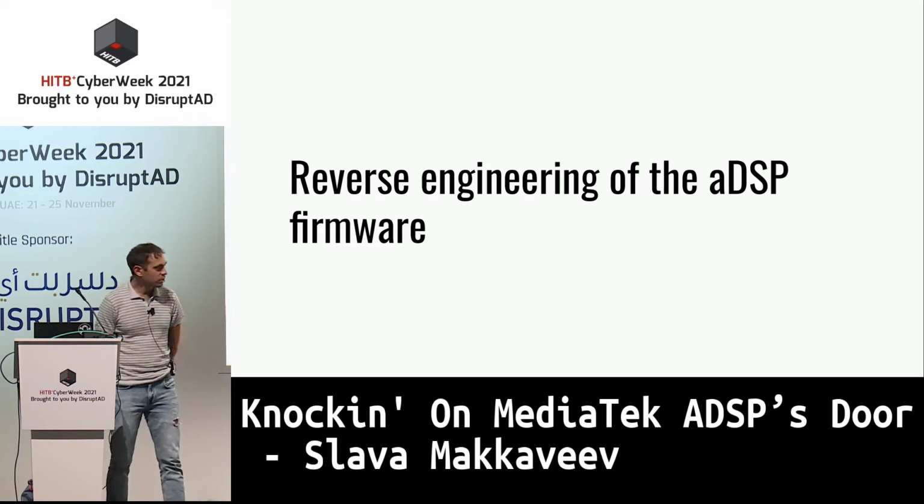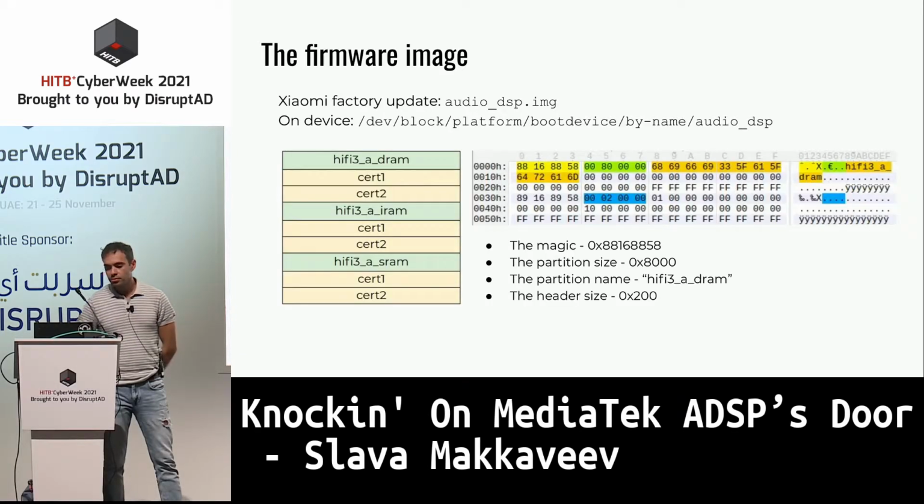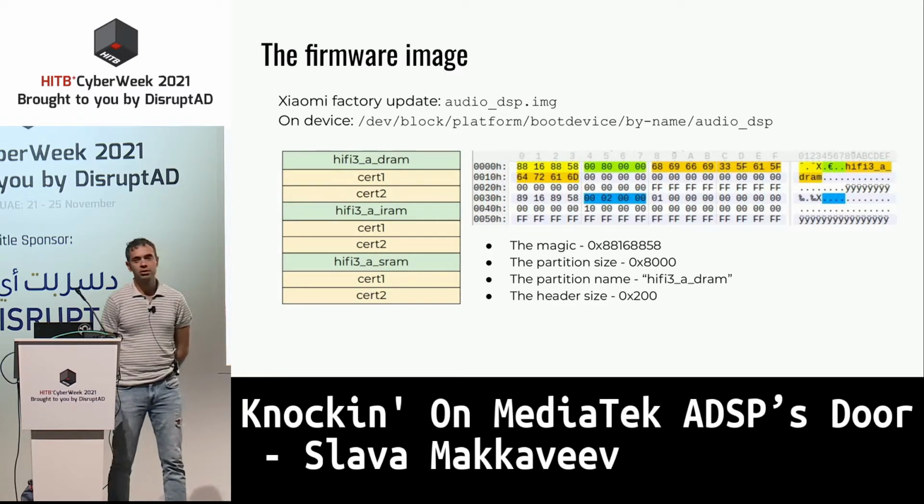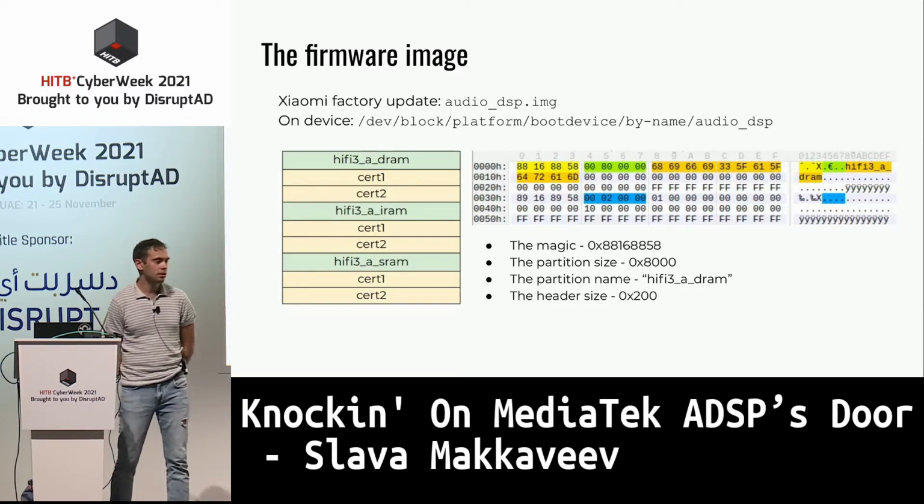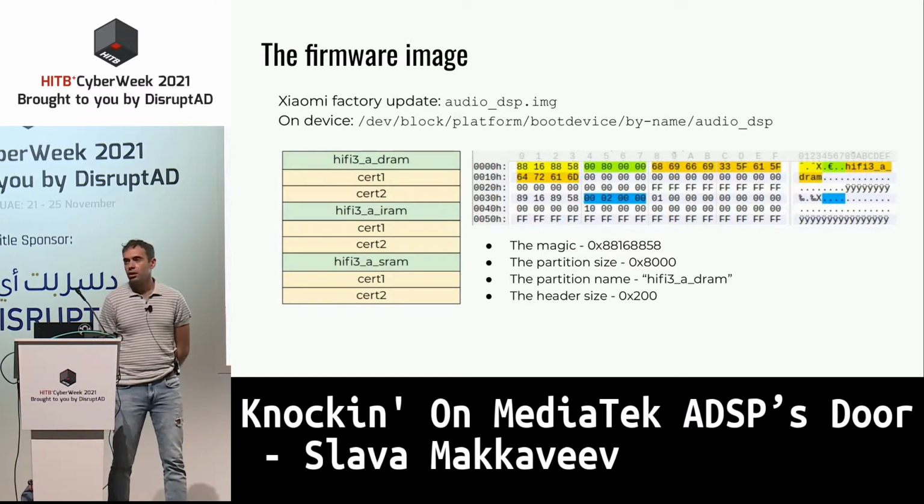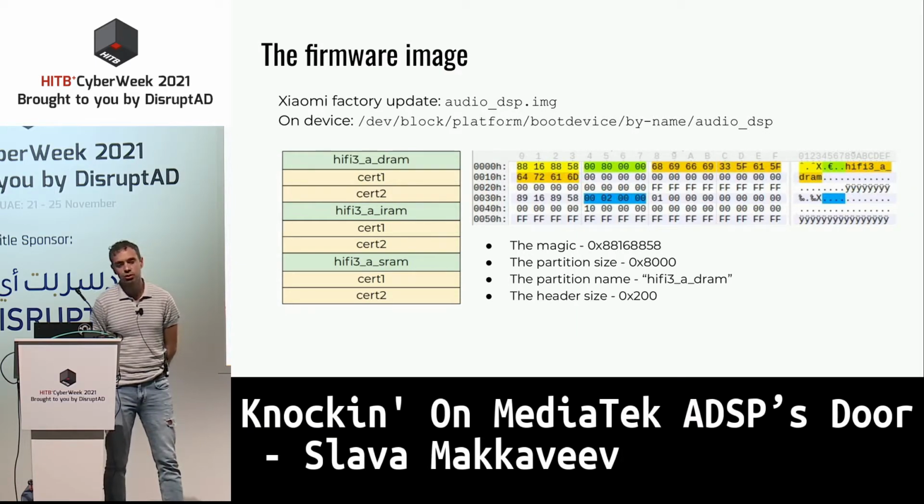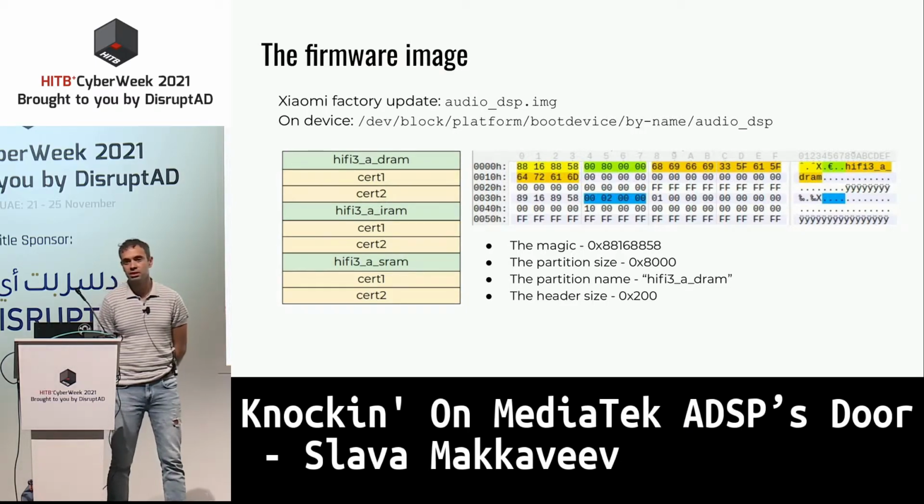The next step of the research is to find out what a task scene and IP message handlers actually are in the audio DSP firmware. The audio DSP is presented in the Xiaomi factory update by a separate audio DSP image file. Another way to get this image is to dump the audio DSP partition from a rooted device. This image file has a proprietary structure, but it could be easily reconstructed.